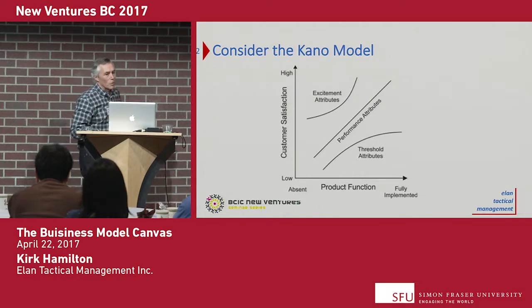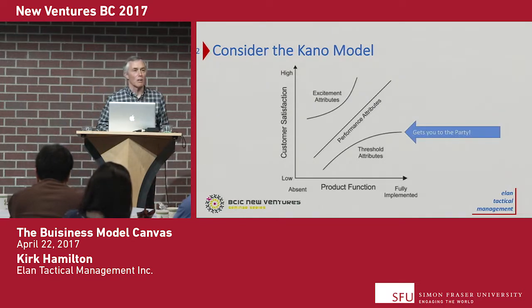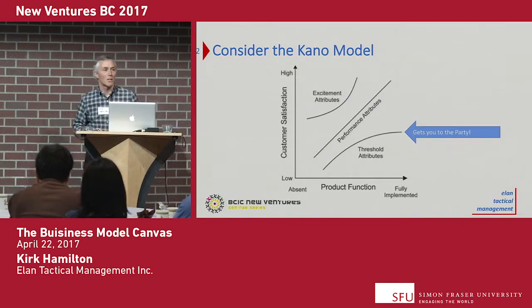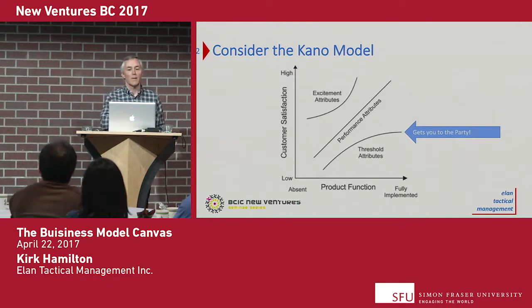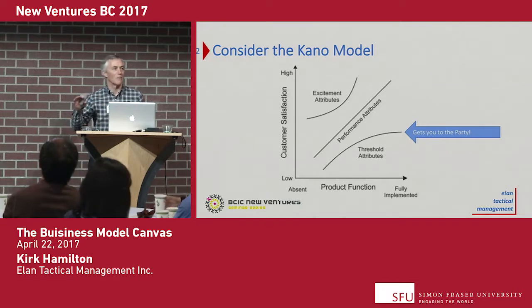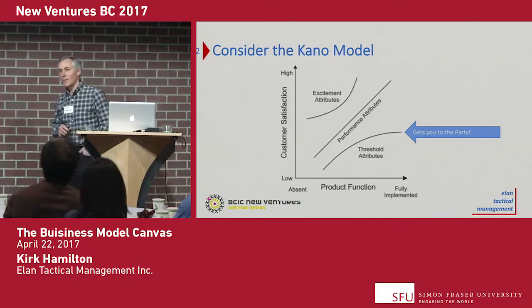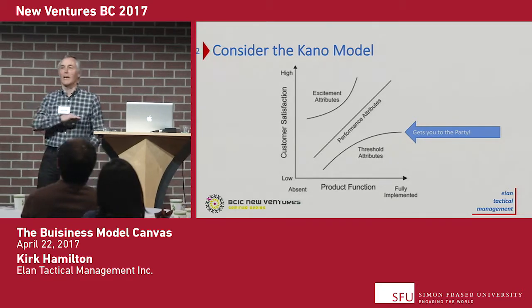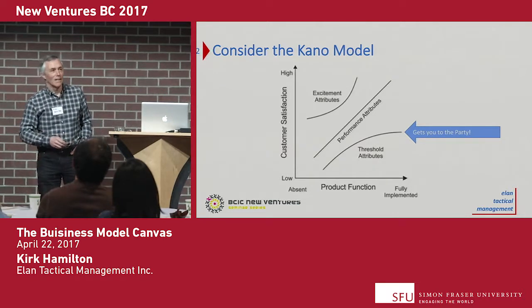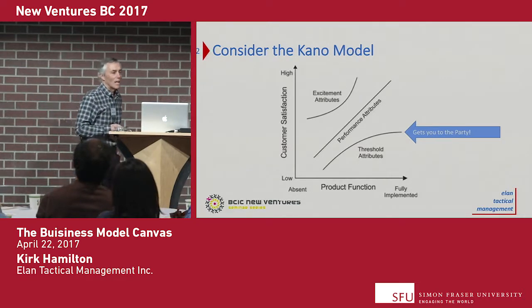But here we have some basic features which are referred to as threshold attributes. These are the things that just get you into the game, get you into the party, or they're called table stakes, right? There's not really a differentiated value. If you're selling bicycles and you don't have 2 wheels, then you're not in the game, right?